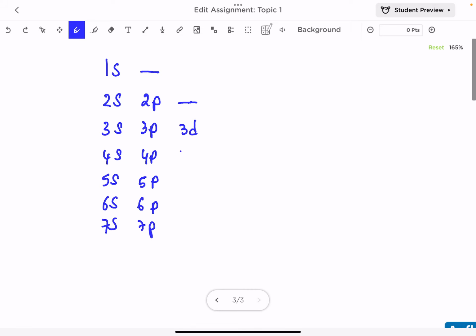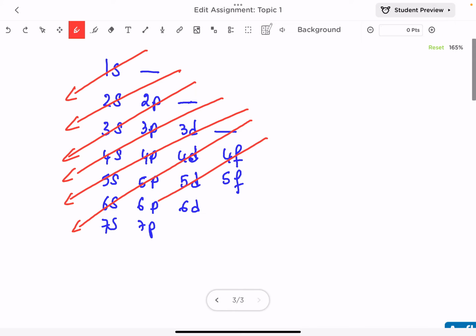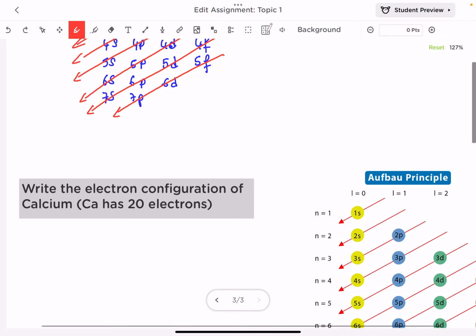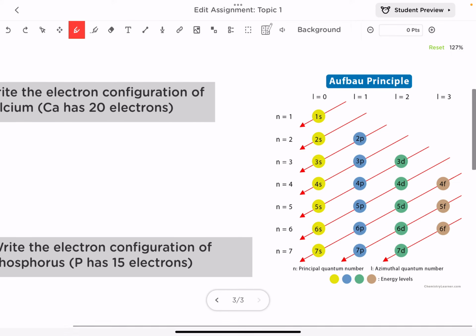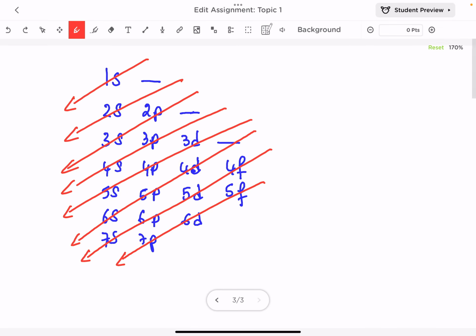Now 3D, 4, 5, and 6, and then 4F and 5F. Then after you write these numbers, you just draw parallel arrows going from right pointed downward left. Okay, so this is the Aufbau diagram. This is the Aufbau principle, and this is the electron diagram, the way we write it.